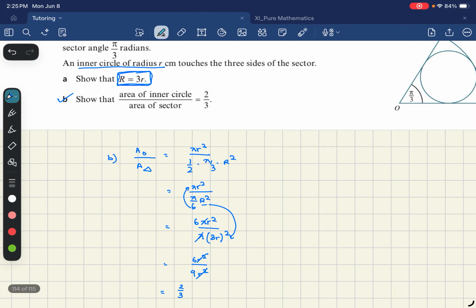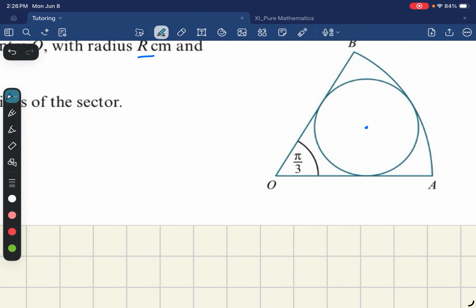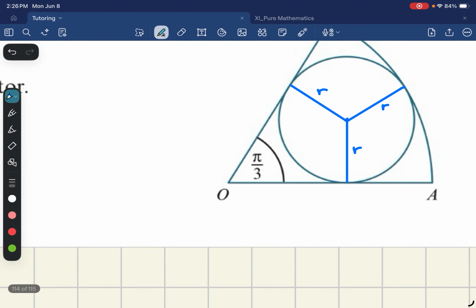So now let's solve A. Show that R is equal to 3r. So this is a small circle. I'm going to take this to be the center. This is going to be my radius r to the point of tangency here. This is going to be my radius r to the point of tangency. This is going to be my radius r here to the point of tangency. All right. And now let's try to figure the angle out.